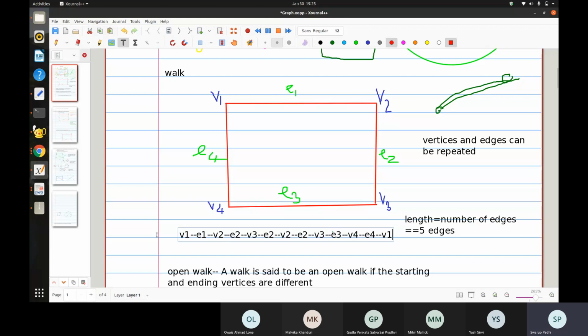Now, the length of a walk is the number of steps, or the number of edges you traverse. So even if you repeat edges, you will count them. For example, you go from V1 to V2 through E1, and V2 to V3 through E2, and again return back from V3 to V2 through E2. So the length of this walk is going to be 3. So this is the definition of a walk. And as you can see, vertices and edges can be repeated. Ignore this length, this is for an earlier example.